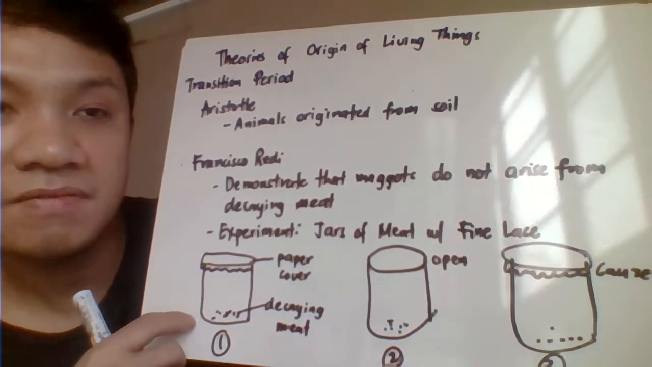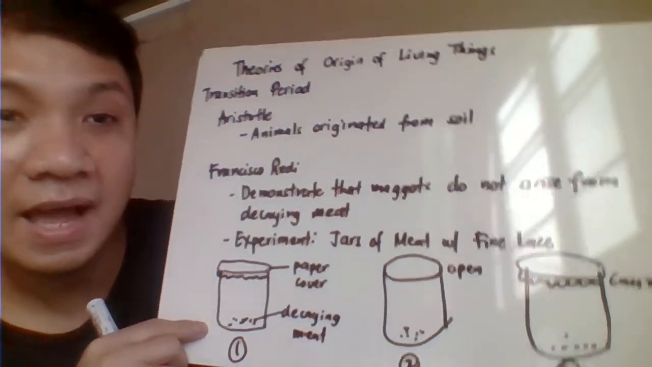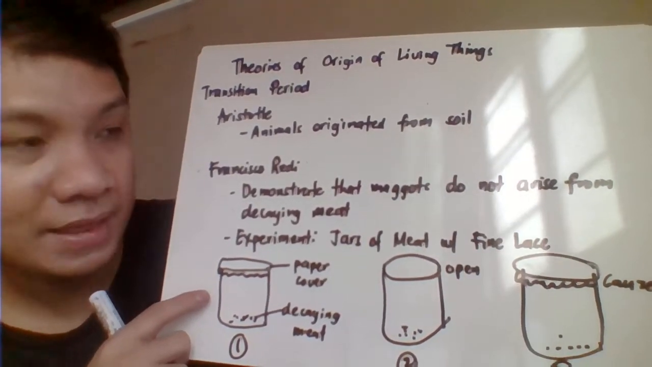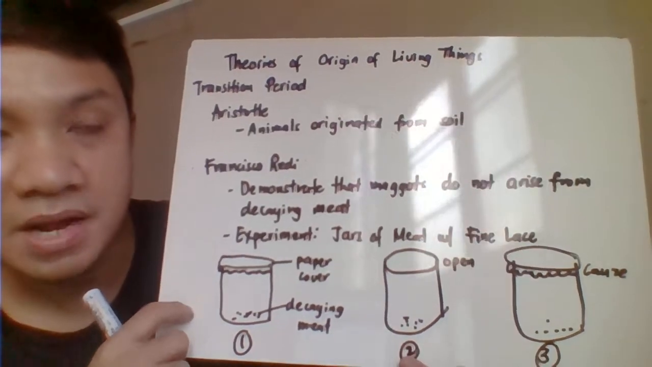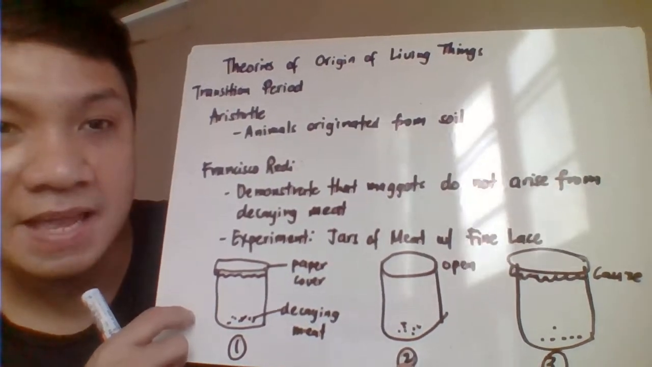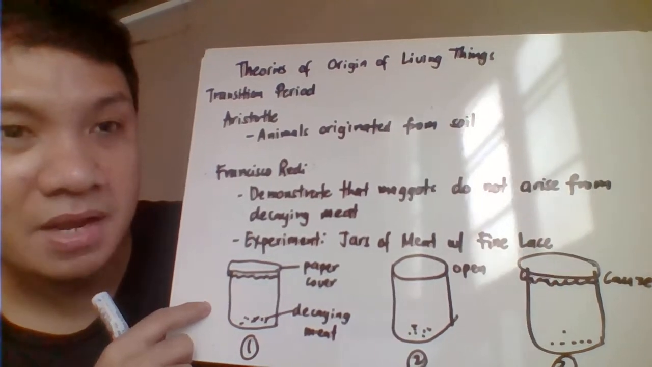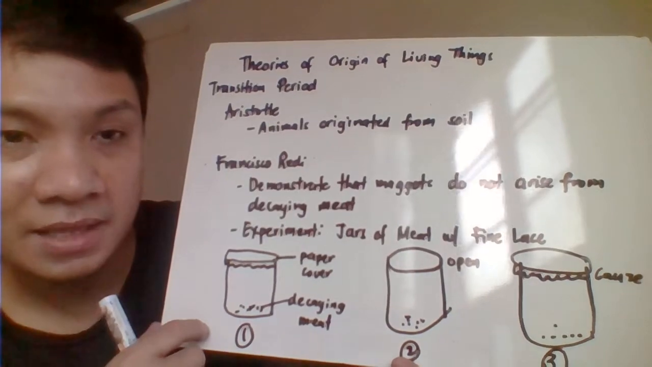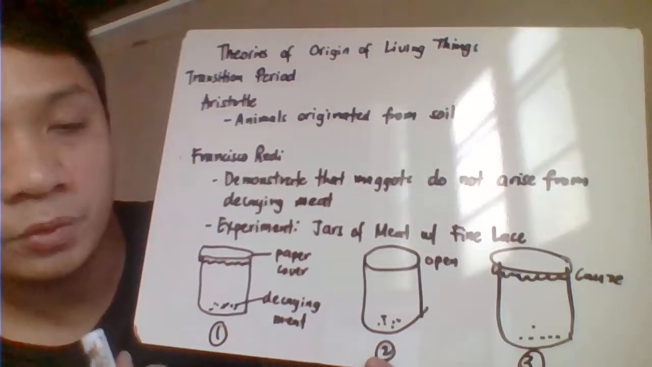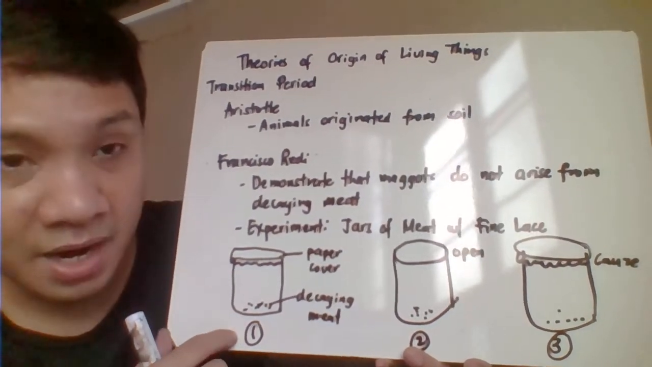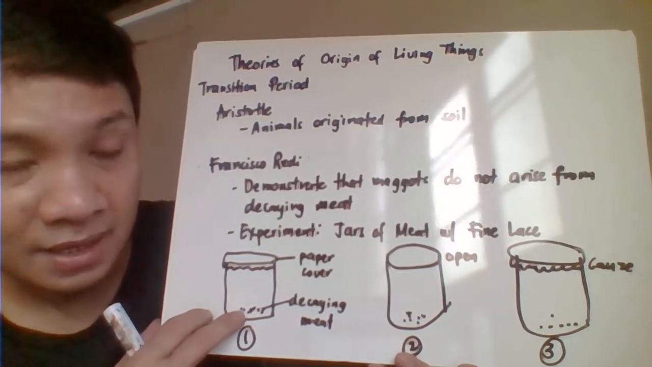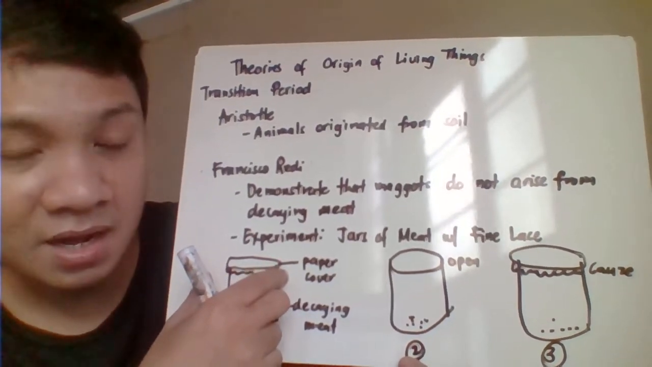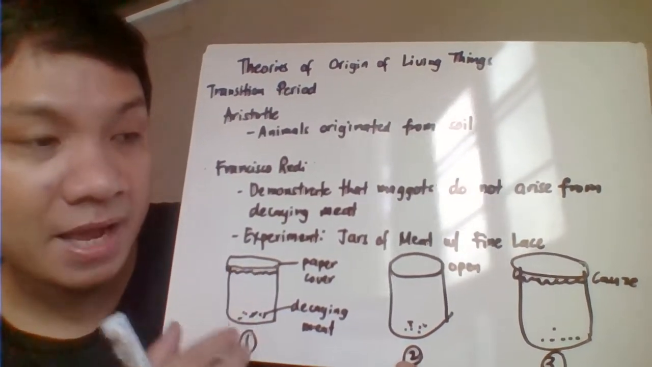One of the advocates of that is Aristotle, believing that animals came from soil. Then we have also Francisco Redi, who tried to demonstrate the growth of maggots from decaying meat. They made an experiment here, called the three jars experiment, with decaying meat. So we have here the three jars being set up. The first jar will have the decaying meat inside. Then the opening is covered or sealed by paper.